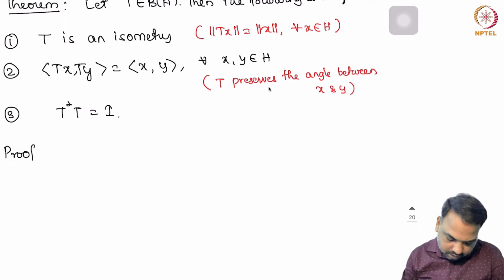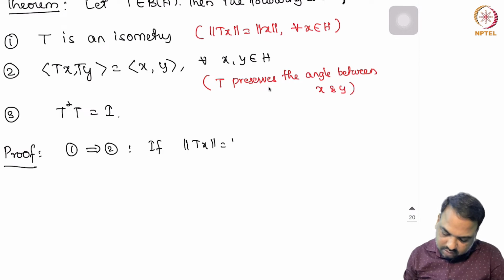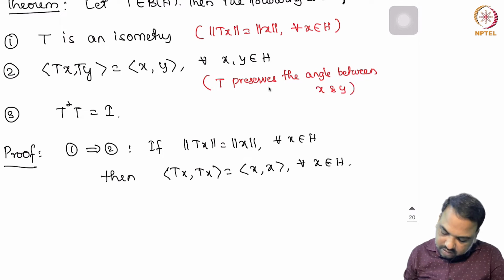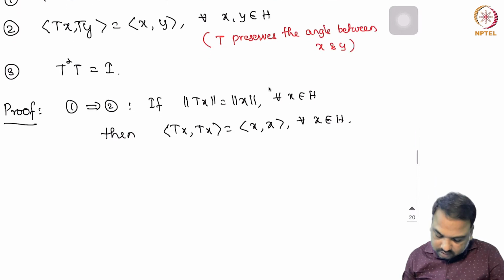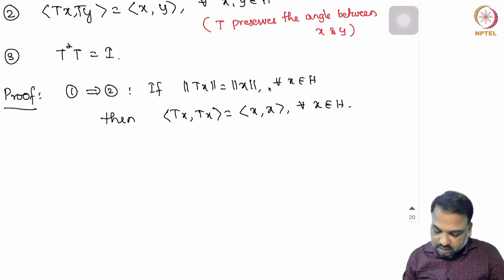Proof. Suppose T is an isometry. Let us try to prove 1 implies 2. If norm Tx equals norm x for every x in H, then squaring both sides we have the inner product of Tx with Tx equal to the inner product of x with x for every x in H. From that we can conclude that the inner product of Tx with itself equals the inner product of x with itself. Now to conclude the result, we have to apply the polarization identity.